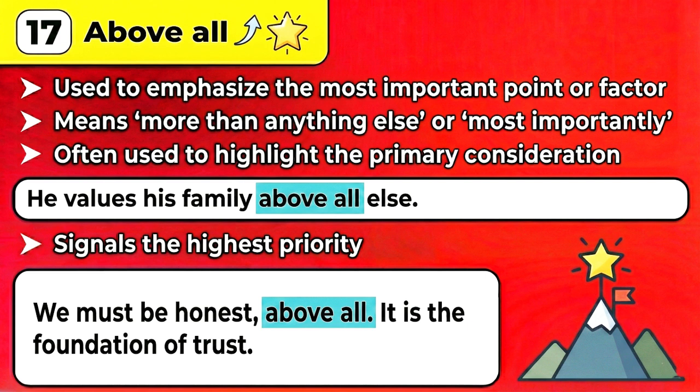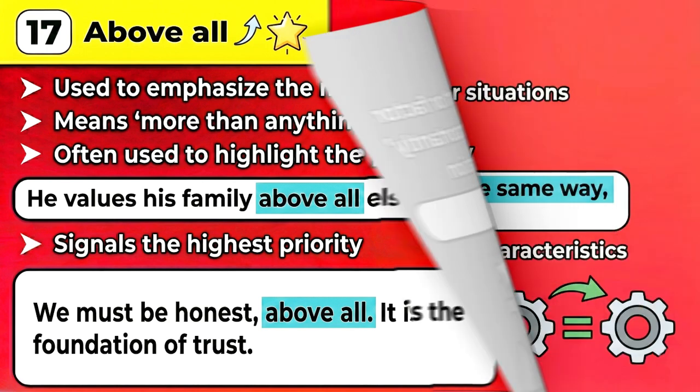In IELTS Writing Task 2, above all is very useful in conclusions. It clearly shows priority and importance. Use above all when you want the examiner to notice your main ideas.